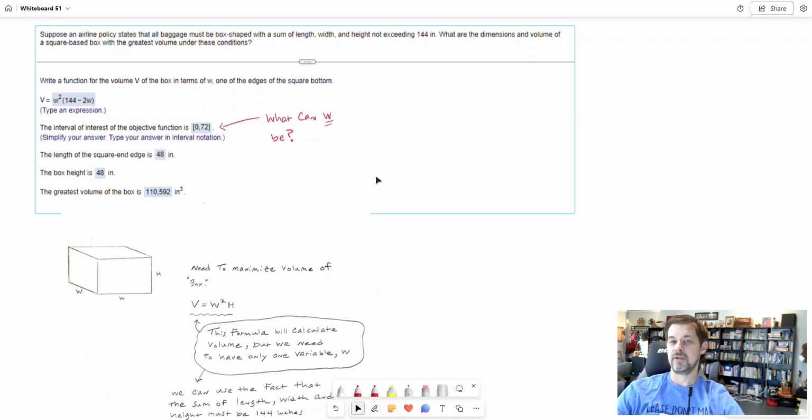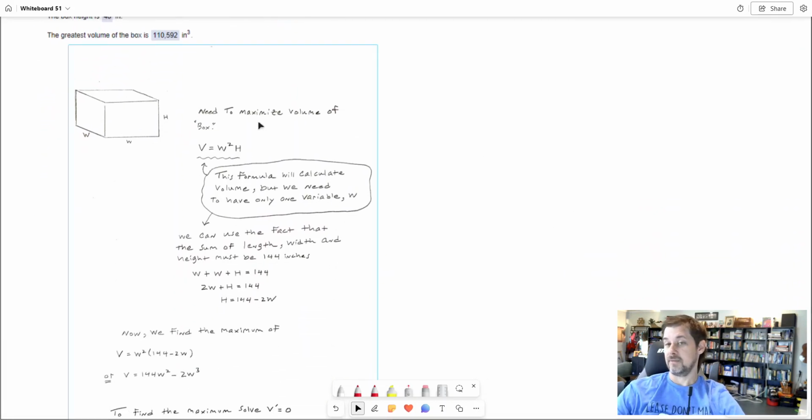So here's how I would go through the problem. I noticed that this one has some prompts in several parts, but let me say it like this. If our objective is to maximize the volume of a box like this, and I've drawn a box with a square base, notice on the base this side's W and this side's also W, because a square is a rectangle where every side is the same. So W, W, W all the way around the bottom, and H is its height.